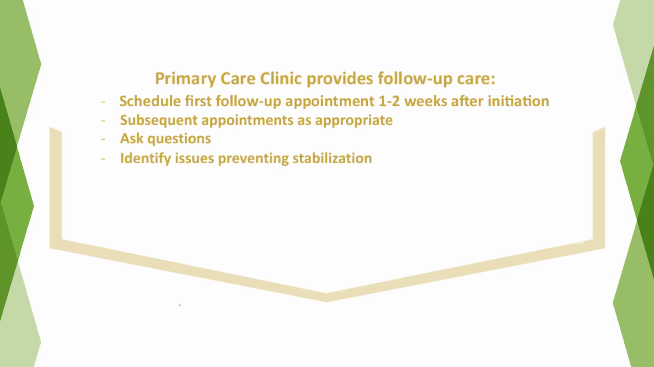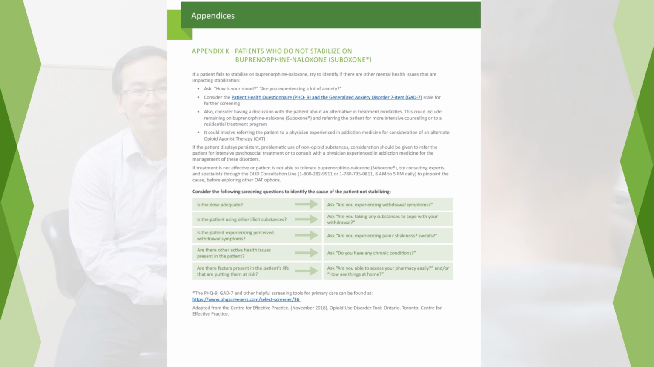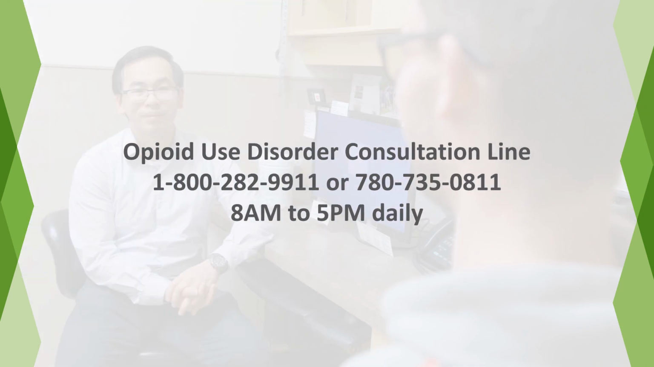If you are having difficulty with achieving a stable dose, there may be other issues present that are impacting stabilization, such as mental health issues, substance use, health issues, or psychosocial factors. The toolkit provides guidance if this occurs. If you require additional support, you can access experts and specialists through the Opioid Use Disorder Consultation line at 1-800-282-9911 or 780-735-0811 from 8 a.m. to 5 p.m. daily.